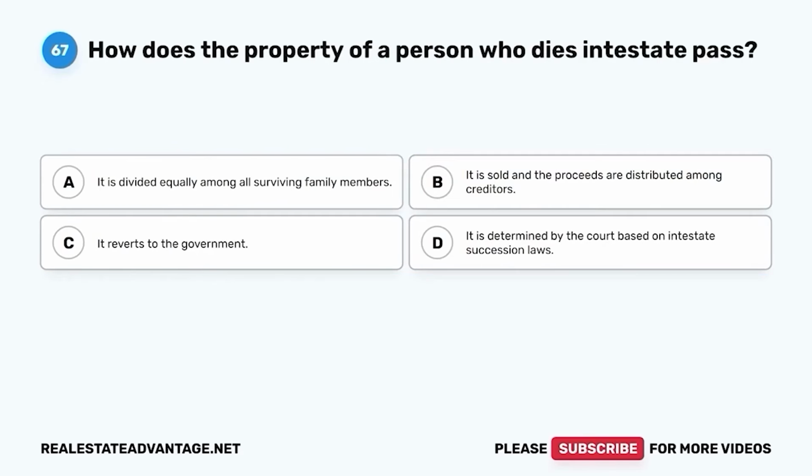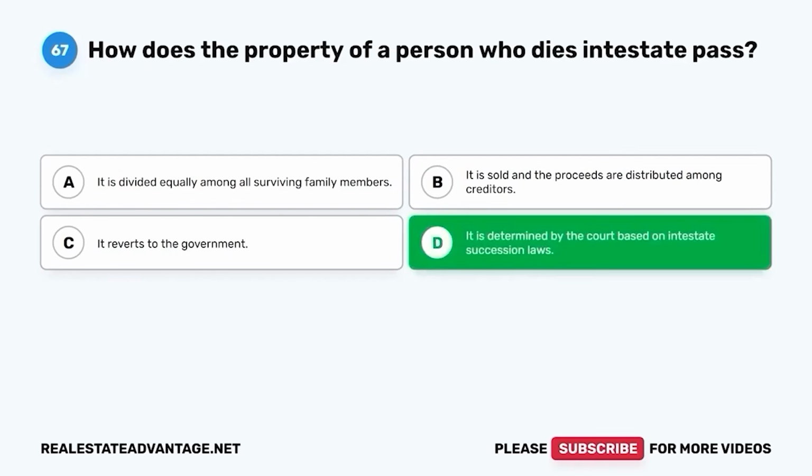Question 67. How does the property of a person who dies intestate pass? A. It is divided equally among all surviving family members. B. It is sold, and the proceeds are distributed among creditors. C. It reverts to the government. D. It is determined by the court based on intestate succession laws. The correct answer is D. It is determined by the court based on intestate succession laws.